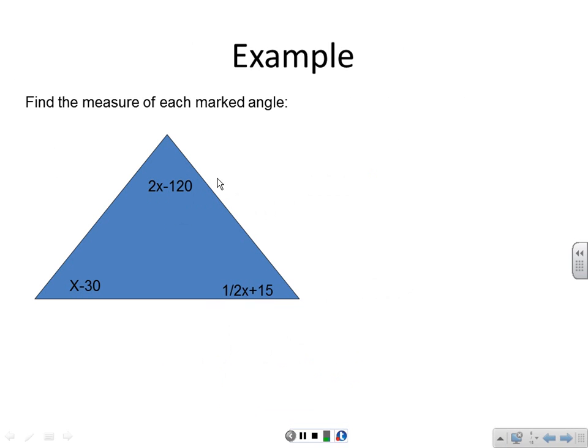Okay, so let's look at this one. We know that the sum of the measures of all three of these angles has to be 180 degrees. So that's what we'll do. We'll take each angle and add them together.